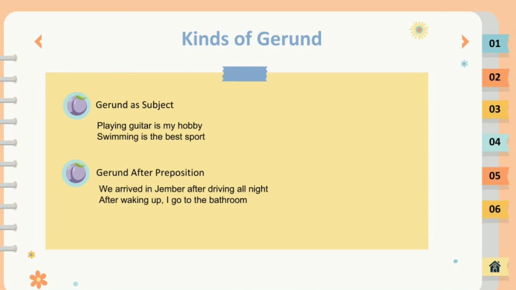Contoh yang kedua itu "After waking up, I go to the bathroom." Preposisinya sama di sini, yaitu after. Setelah preposition, ada gerund yaitu waking. Jadi, "after waking up, I go to the bathroom" is a kind of gerund yaitu gerund after preposition.